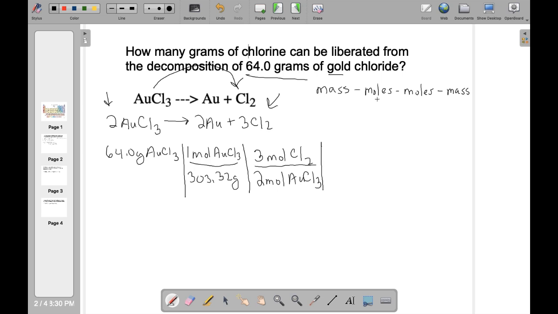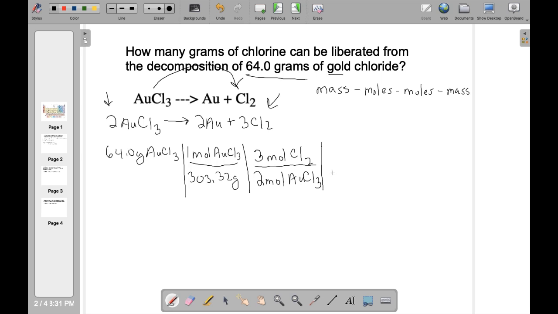Now I need to go from moles to mass. So let's look at this. I went from mass of gold chloride to moles of gold chloride. Now I went to moles of chlorine. That's what this step is. And now I need to convert chlorine back to the mass. So I just do the opposite of what I did here.